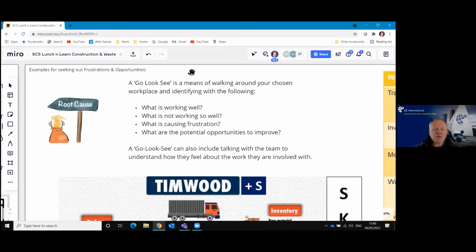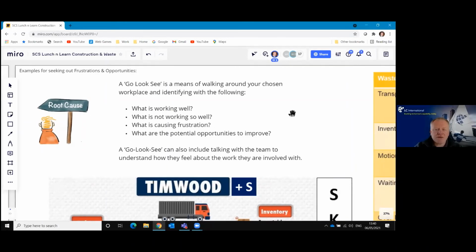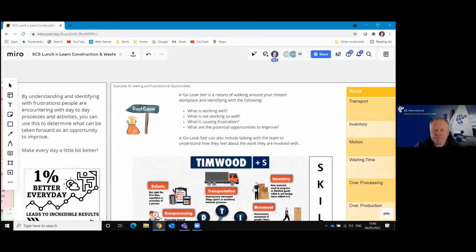It may be looking at some of the processes around invoicing, or maybe some of the design processes and the steps that you go through around your design process and getting those designs signed off ready for construction. Think about what those steps look like, how effective they are, and have that discussion with your team following your Go Look See to understand where those wastes are.